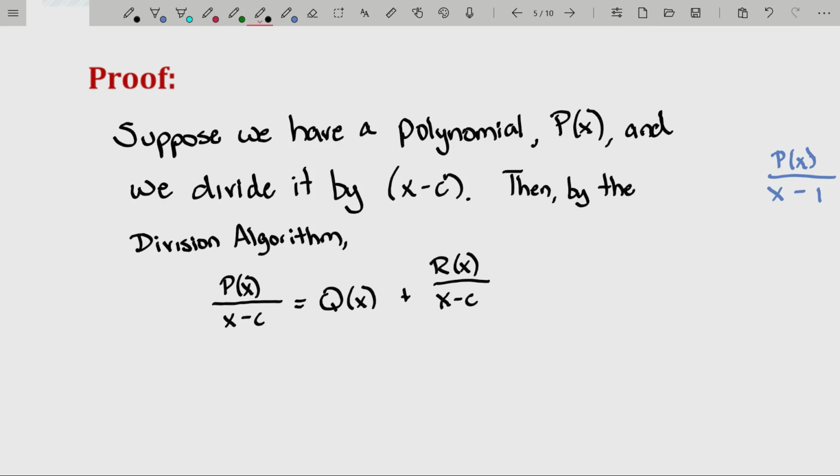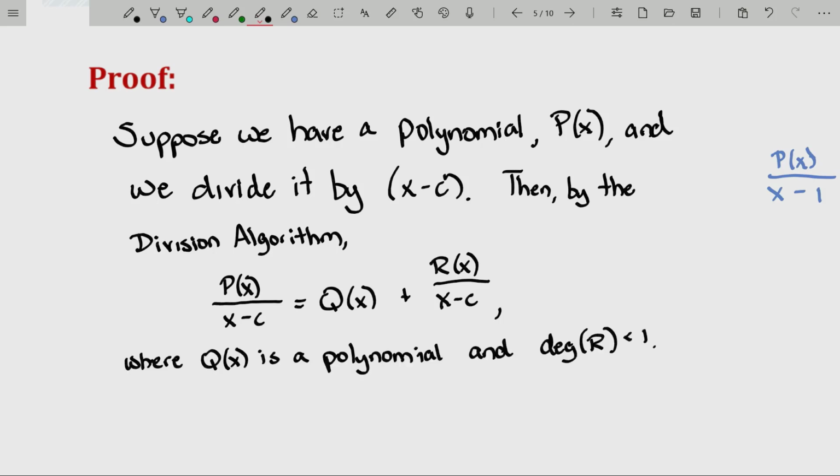So by this division algorithm, we can say, if we have a polynomial, which we're stating we have, and we divide it by x minus c, the division algorithm tells us that division will leave us with a polynomial q of x, which we call the quotient, plus some remainder over x minus c. And we're going to state some things about that quotient and that remainder right now. So I'm just stating that q has to be a polynomial, and the degree of our r of x, our remainder, has to be less than 1.